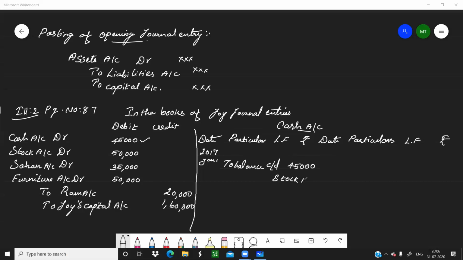Okay, next account, stock account. You will prepare it. Then date, particulars, LF, amount, the same format. The date is 2017 January 1. Then same, to balance carry down. The amount is 50,000. That's all. Okay, next account is Sohan account. Same, to balance carry down. The amount is 35,000. Okay, that's all.